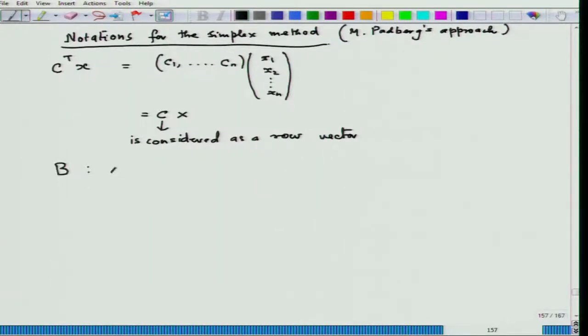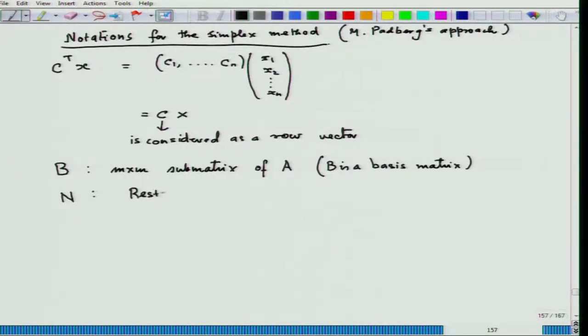Again for simplicity we will write B to be an M cross M submatrix of A. Of course, A has full rank and no non-zero rows or columns. So B is an M cross M submatrix of A, which is the basis matrix. This is our notation. N is the rest of the matrix when B is pulled out. Whatever columns are remaining when you take off B is your N, the non-basic part.